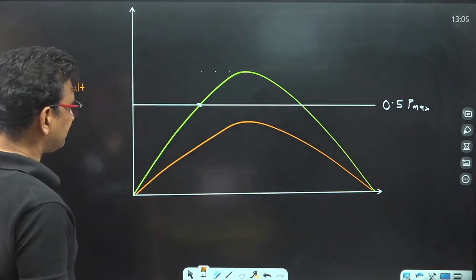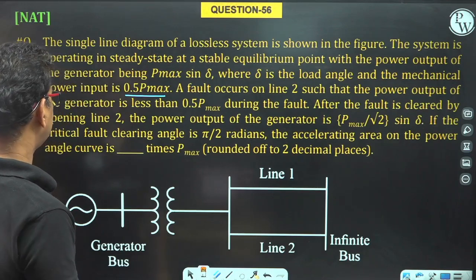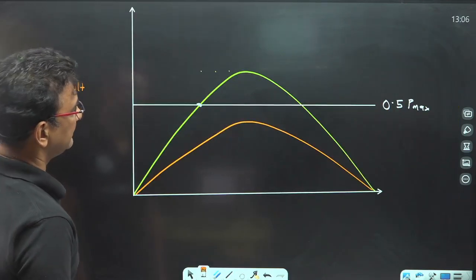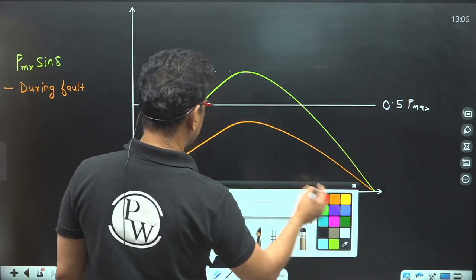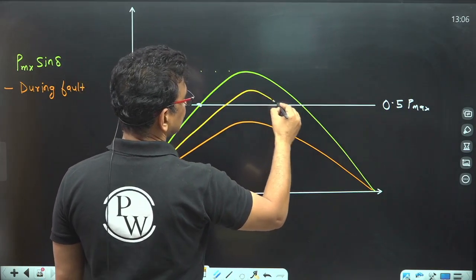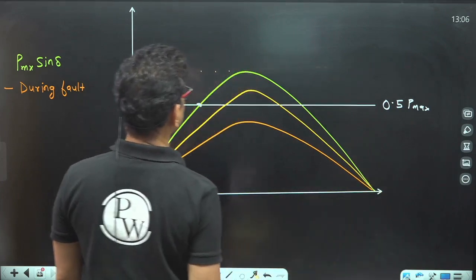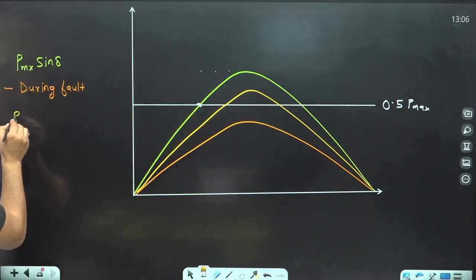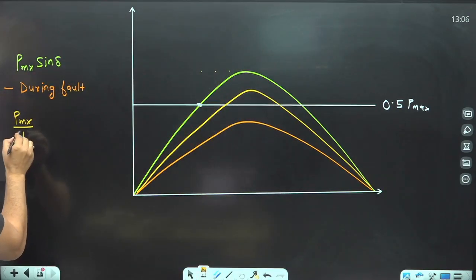Now, after the fault clearing, it becomes Pmax by root 2 sine delta. So now it becomes like this, Pmax by root 2. That means it is more than Pmax by 2. So this is the Pmax by root 2 sine delta.